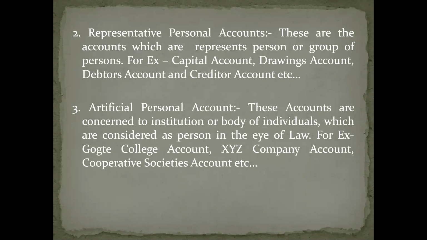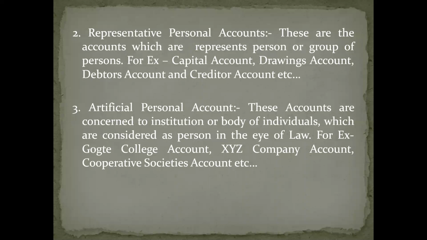Second one is representative personal account. Which one? Representative personal account. See here, there will be certain groups or certain organizations whom they will represent as a person. For example, owner, capital account. You people might have come across the term capital while solving problems on journal. We came across capital account. Capital account, it represents whom? It represents owner. Drawings account, it represents whom? It represents owner. Debtors account, it represents whom? It represents customer to whom we sold goods on credit basis. Creditors account, it represents supplier from whom we purchased goods on credit basis.